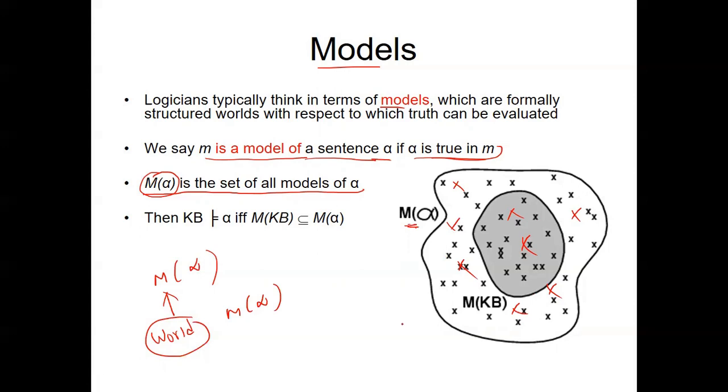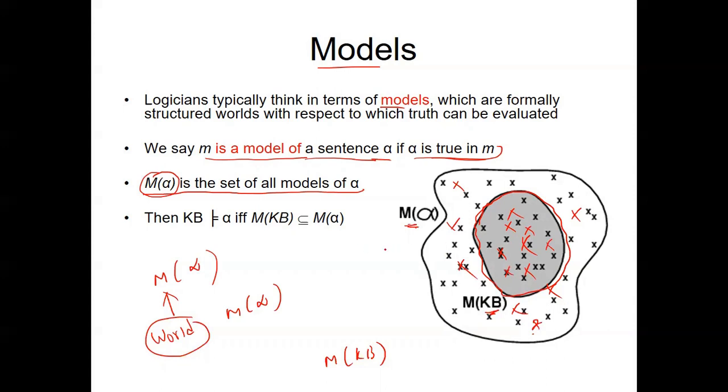But here we are saying that M of KB is this. M of KB is a subset of M of alpha. When you say M of KB, KB is true only here. KB is not true here. It's not true. KB is true only here, right?